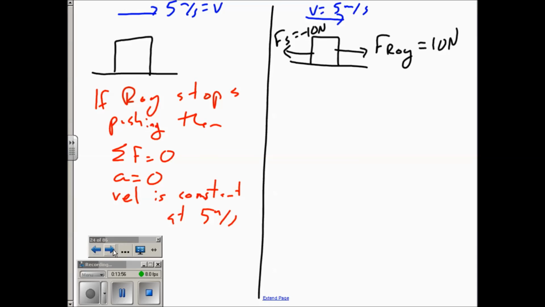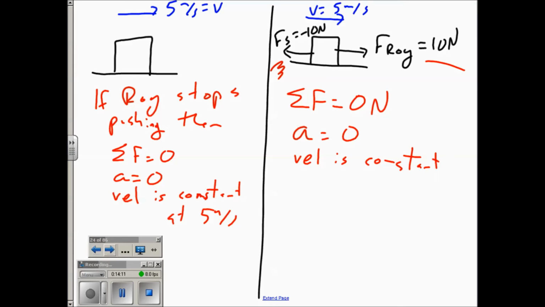Because look, you guys, what's the net force going to be? You got 10 newtons forwards, 10 newtons backwards, so our net force is going to be 0. Which, according to Newton's first law, means it's not going to accelerate and the velocity is going to be constant. The two drawings on this board are exactly the same right now. The only difference is that in the second example over here, Roy and Sally are both pushing it, but since their forces are equal and in opposite directions, they cancel each other out. So it's the same as if nobody was there at all.